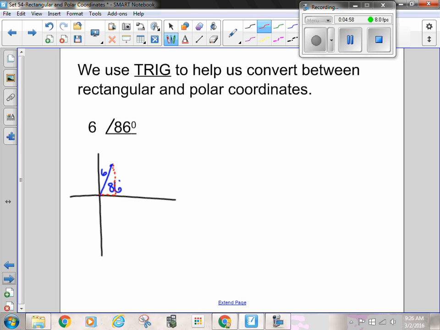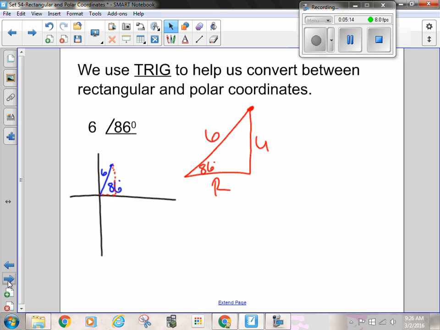How much do I go to the right? How much do I go up, etc.? So let's redraw my triangle here. Here is the spot. It's a length of 6 and a degree of 86. Okay, so I'm just going to use R and U representing my lengths. R tells me how much I'm going to the right or left. U tells me how many I'm going up or down.